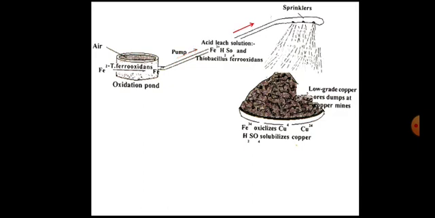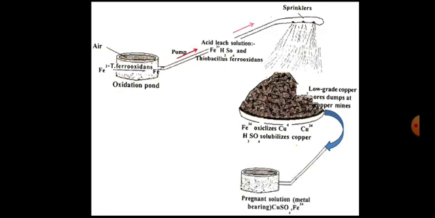As a result of that, this acid leach solution, which contains Fe3+, oxidizes the copper to Cu2+, and this Cu2+ then combines with H2SO4 to form copper sulfate. So the function of H2SO4 is to solubilize copper ions in the form of copper sulfate. This is then pumped to a separate tank, which is called the pregnant solution, a metal bearing solution that contains copper sulfate and ferrous ion.